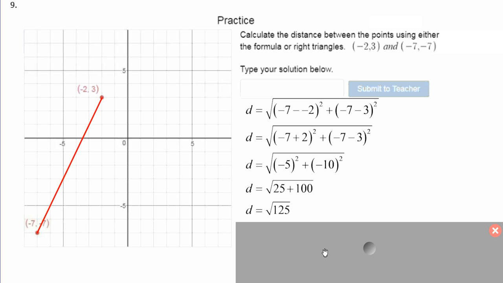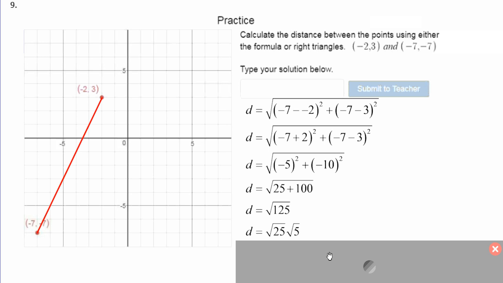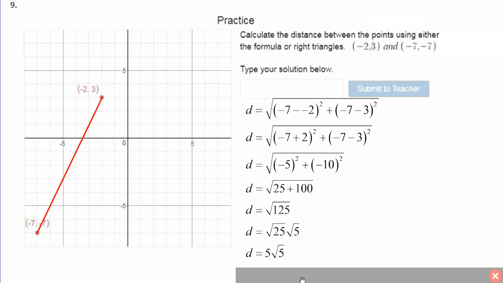Again, anytime that you have a radical, you've got to ask yourself, is it a perfect square? Does it have any perfect square factors? 125, we can see 25 here. That's the perfect square factor. In fact, 25 times 5 is what gives you 125. So we know the square root of 25 is 5. So our exact length of our segment is 5 square root of 5 units.